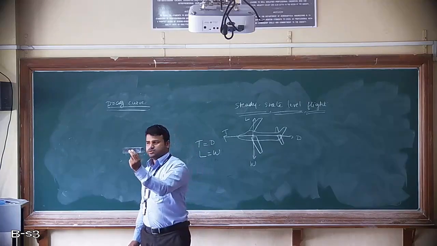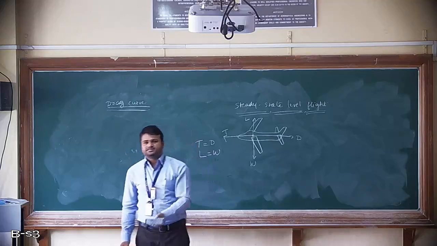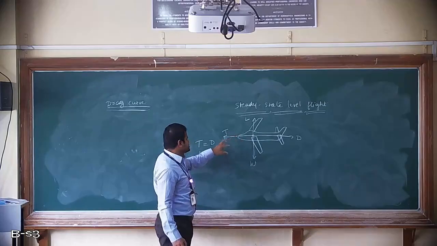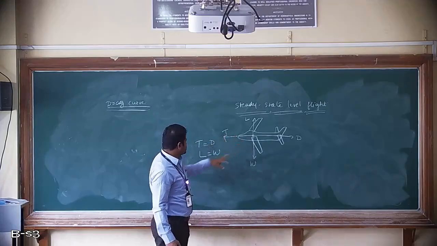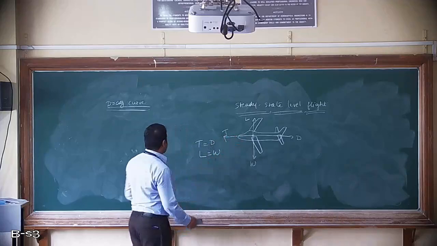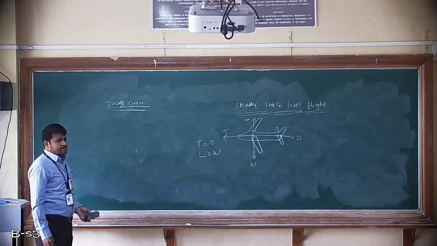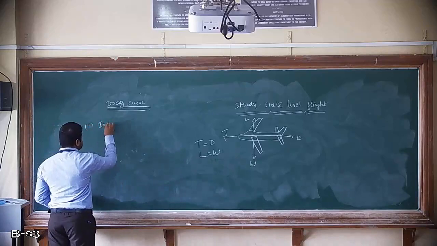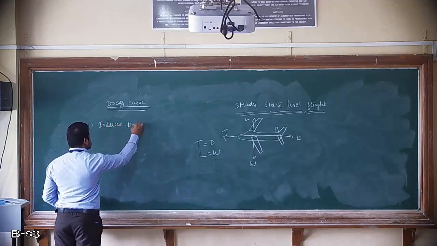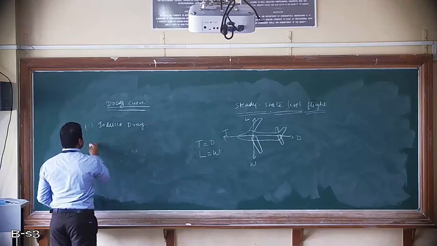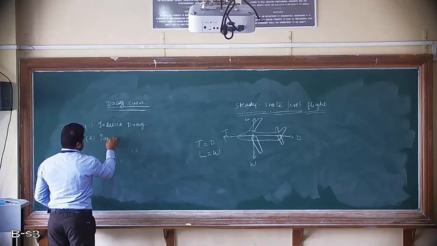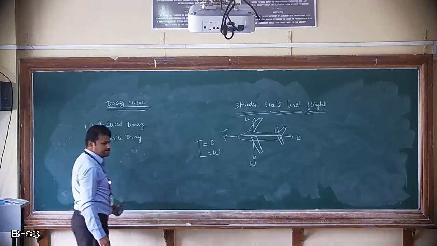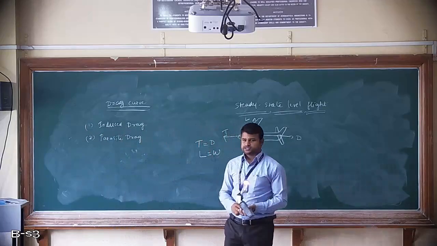Like this, we can move easily, without any disturbance. For that purpose, this condition is there: thrust equal to drag and lift equal to weight. So now we are talking about the drag curve. Basically, there are two different types of drag. One is called induced drag, and another one is called parasite drag.